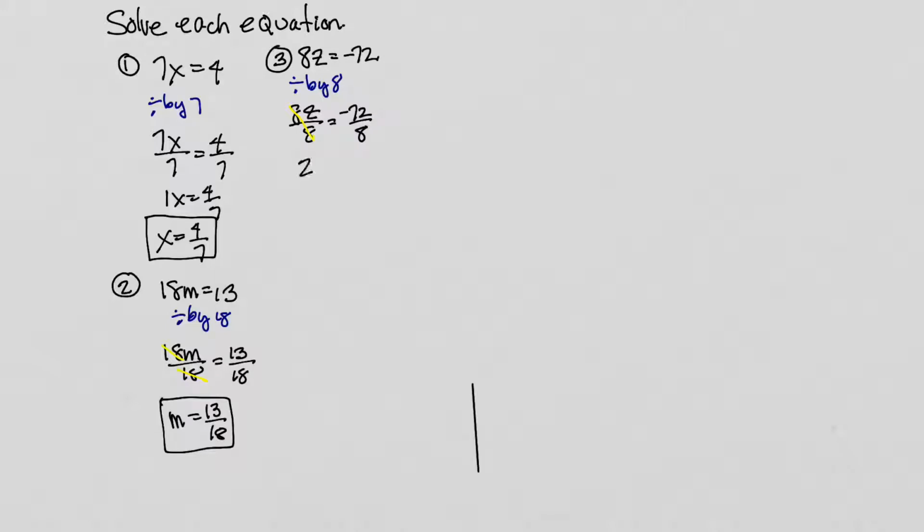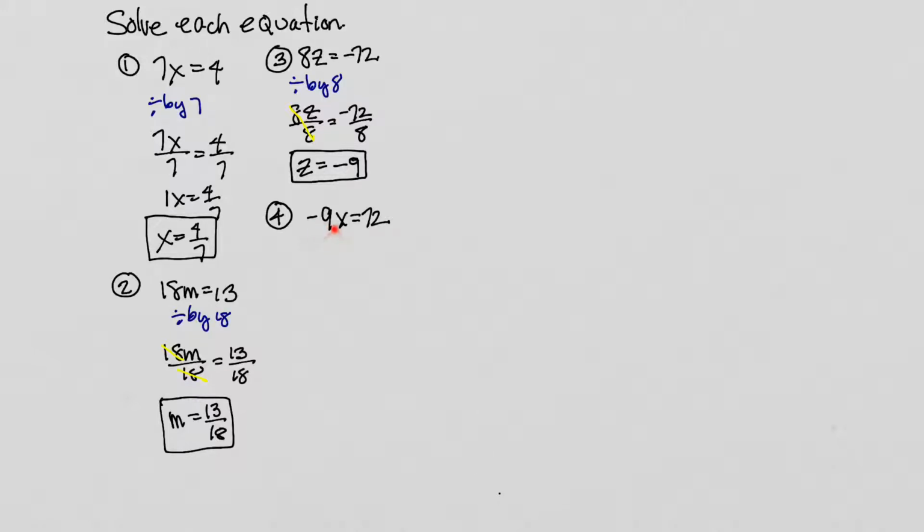And then we're left with z is equal to, now, let's look at this. We have a negative divided by a positive, so the result is going to be negative. And 8 into 72 will go how many times? 9 times. So z is equal to negative 9, and that equation is solved.